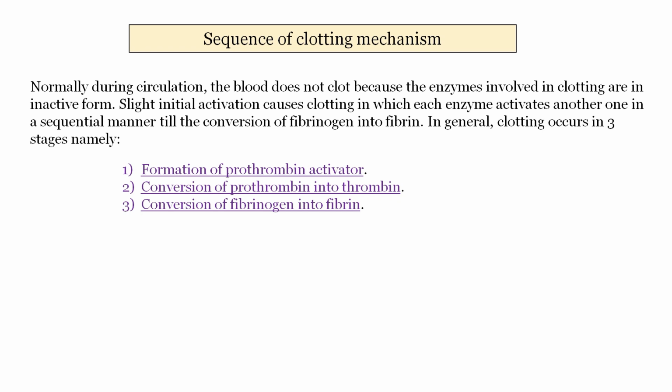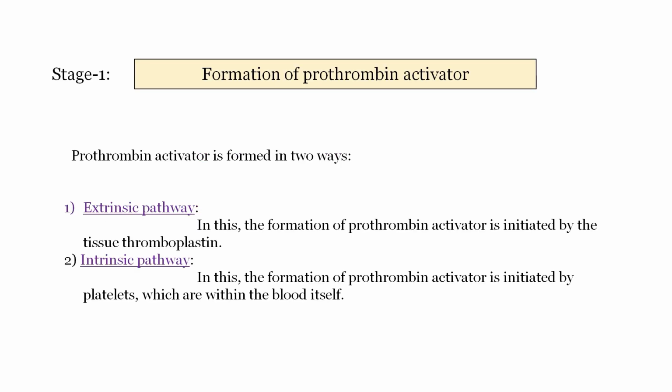Normally during circulation, the blood does not clot because the enzymes involved in clotting are in inactive form. Slight initial activation causes clotting in which each enzyme activates another one in a sequential manner till the conversion of fibrinogen into fibrin. In general, clotting occurs in 3 stages, namely, formation of prothrombin activator, conversion of prothrombin into thrombin, and conversion of fibrinogen into fibrin. Stage 1. Formation of prothrombin activator.